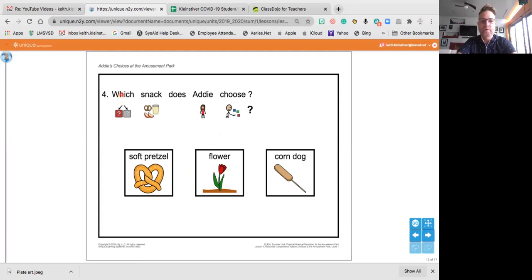Number 4. Which snack does Addie choose? Did she choose a soft pretzel, the flour, or a corn dog? Well, flour is not a snack. Do you remember what she chose? You can read it, point to it, or both. Corn dog. She chose the corn dog.